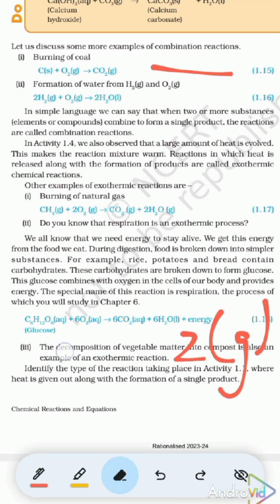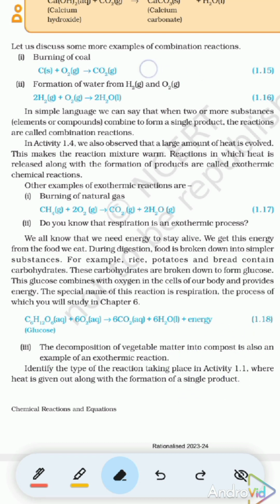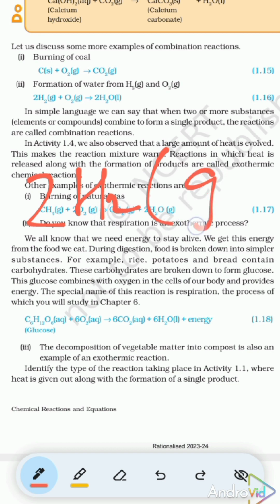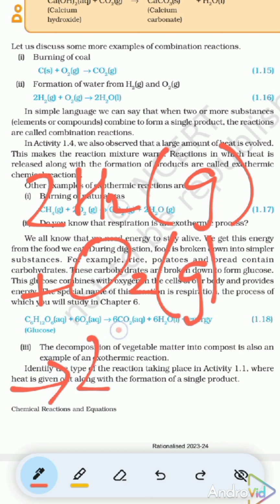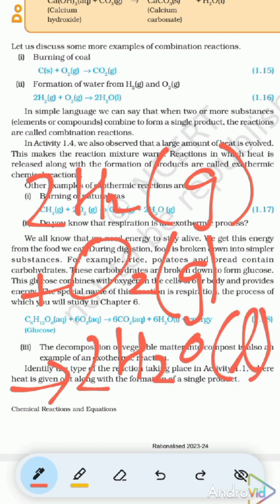Similarly, for the formation of water from molecules of hydrogen and molecules of oxygen, we get 2H2 gas plus O2, which is also a gas, giving 2 molecules of H2O, which is a liquid, which is nothing but water. That is, to simply say, 2 molecules of hydrogen when reacted with 1 molecule of oxygen give 2 molecules of water.